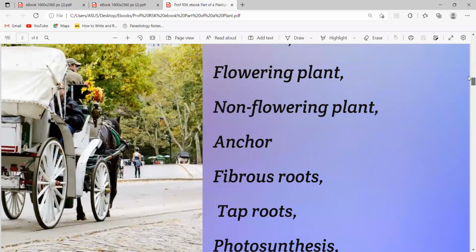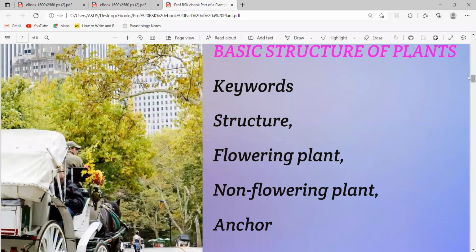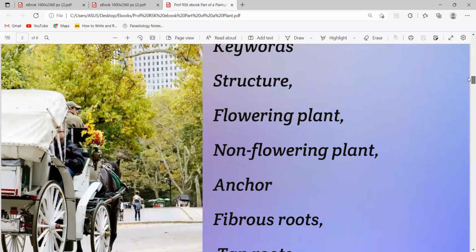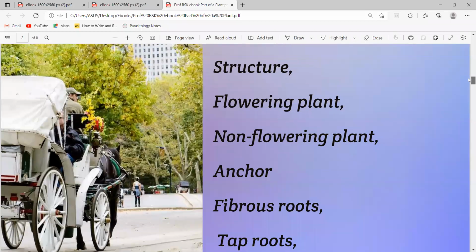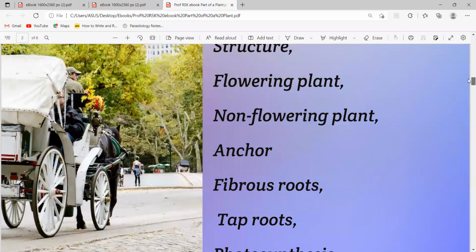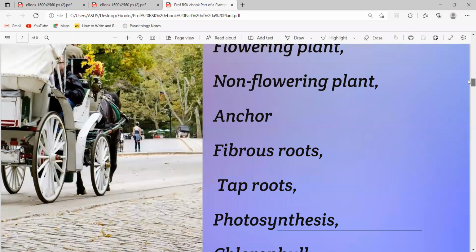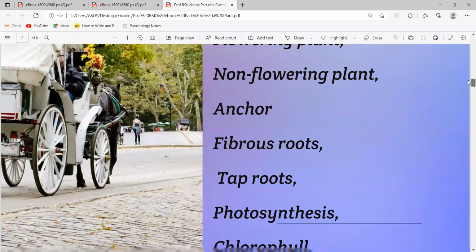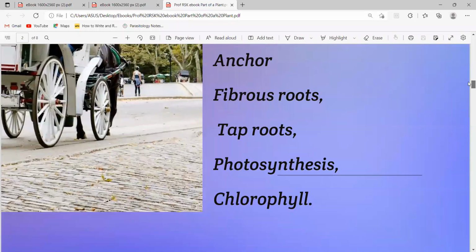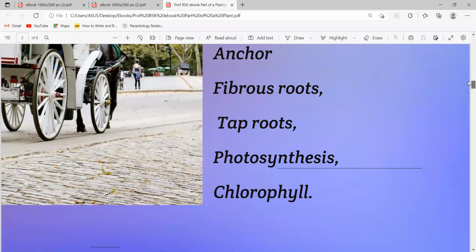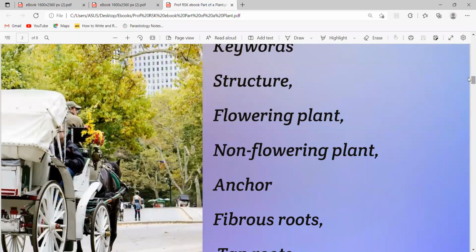Let's take it again. Structure, flowering plant. Please learn how to spell. Non-flowering plant. Anchor, as in anchorage. Support. Fibrous roots. Tap roots. Photosynthesis. Chlorophyll. All right, so these are our keywords. Please learn how to spell them and then master the spelling.